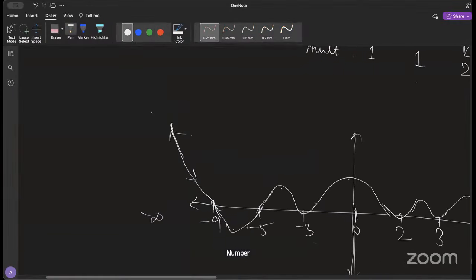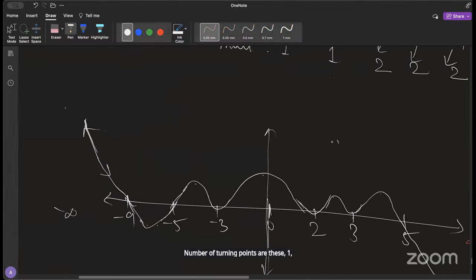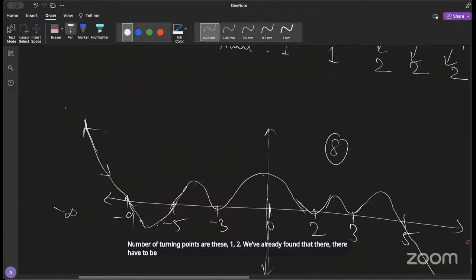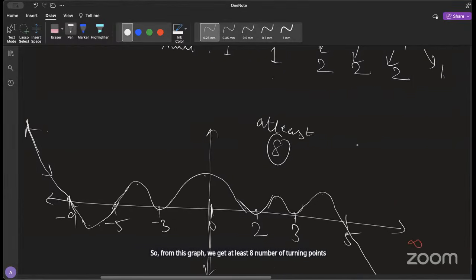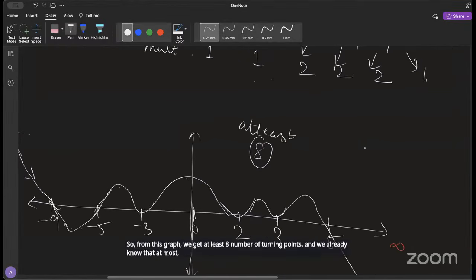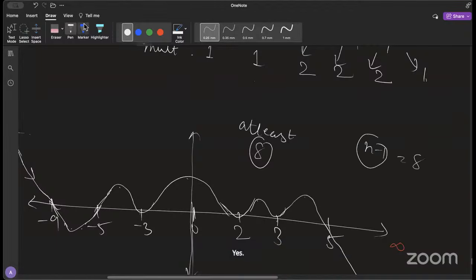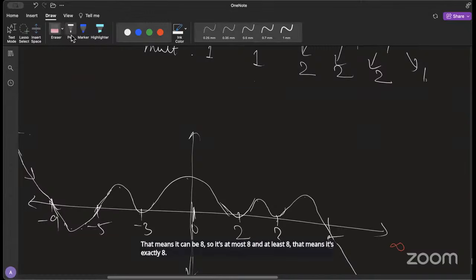Number of turning points are these, 1, 2. We've already found that there have to be at least 8 turning points. So from this graph, we get at least 8 turning points. And we already know that at most the number of turning points could be n minus 1, right? That means it can be 8. So it's at most 8 and at least 8. That means it's exactly 8.